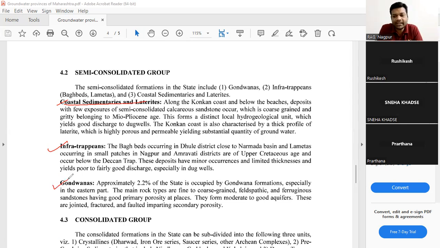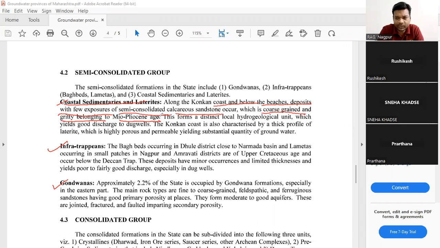So the majority of these sedimentary rocks are semi-consolidated, meaning they have been lithified. The sediments have been lithified, but they retain good groundwater potential and a good amount of groundwater within them. Along the Konkan coast and below the beaches, deposits with few exposures of semi-consolidated calcareous sandstone occur, which are coarse-grained and gritty, belonging to Mio-Pliocene age.